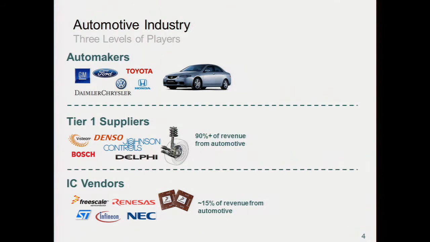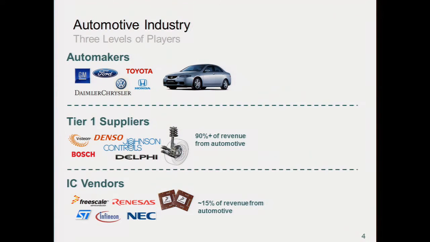Now, the other thing is that when you look at that architecture I showed you before, there are different companies that are doing different things. So the OEM, the BMW of this world, the General Motors of this world, take care of the car in its totality. So they do what is called system integration. So they integrate various parts.